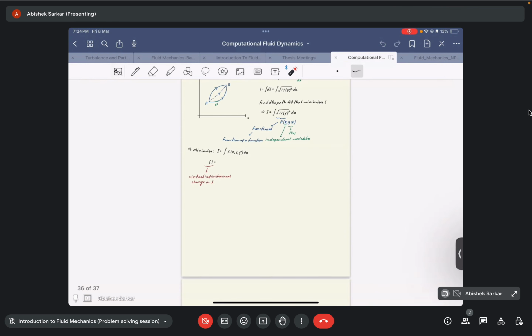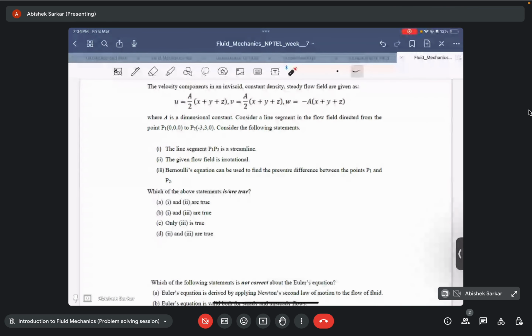So if we look back, both the statements 1 and 2 are incorrect. Okay, now we look into the final statement, that is, Bernoulli's equation can be used to find the pressure difference between the points P1 and P2.